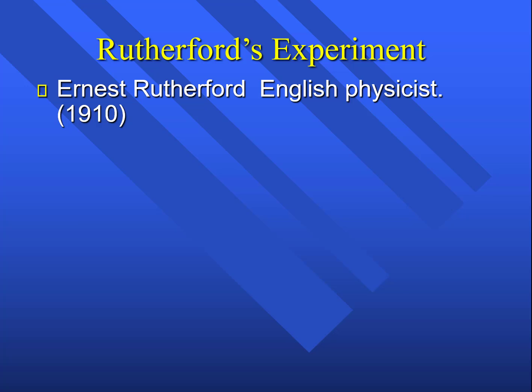Now I put English. If you talk to the rest of the world, they'll say he's a New Zealander, but he was born there, but he did all his work in England. Notice the time frame, it's 1910. So this is just about when Thomson's idea of the electron is being accepted. 1897 is when they said he came up with it, but it wasn't widely accepted until about 1910, until the old professors died.